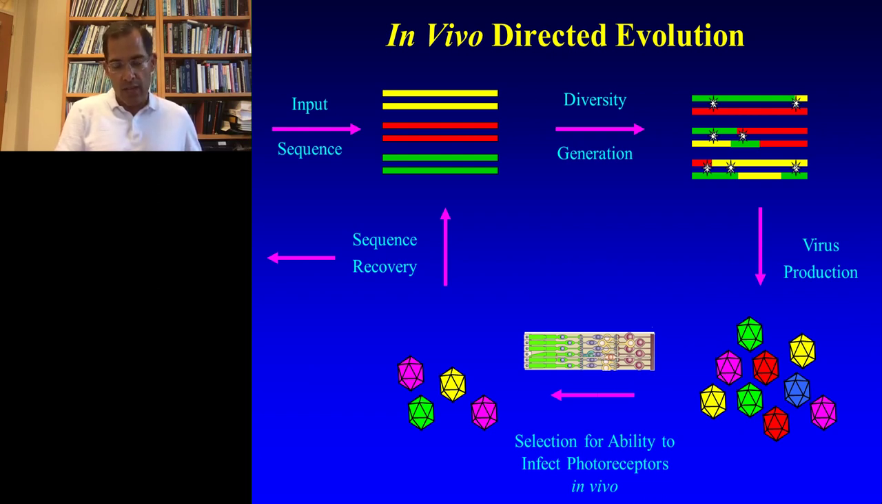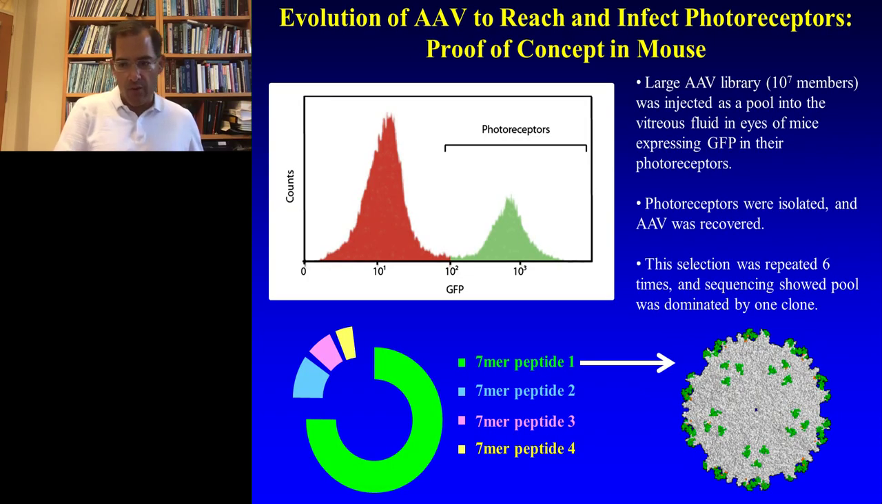re-administering this pool to the animal to reach the photoreceptors round after round, so that we end up with convergence from on the order of 10 to the 7th or 10 to the 8th variants of the AAV down to just several candidate variants that have now been heavily selected by evolution for having the properties that we want them to have, namely the ability to infect a photoreceptor from the vitreous.